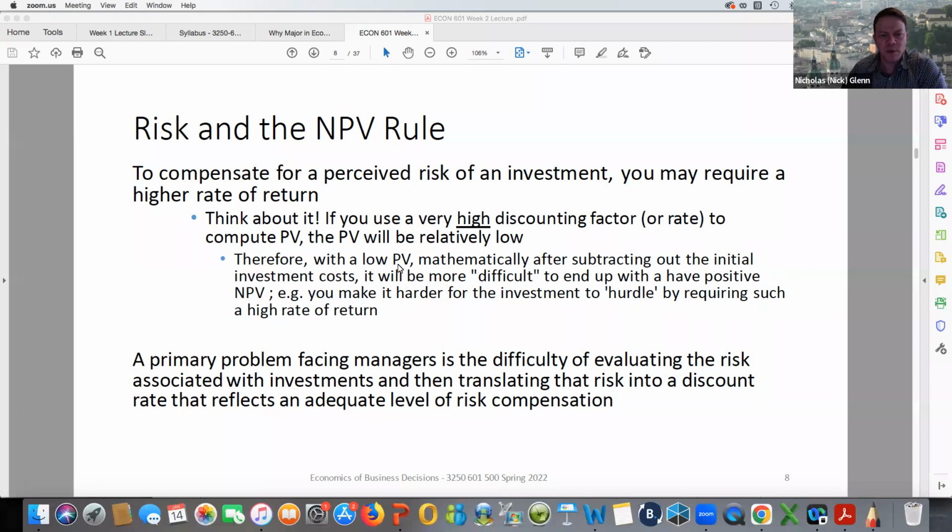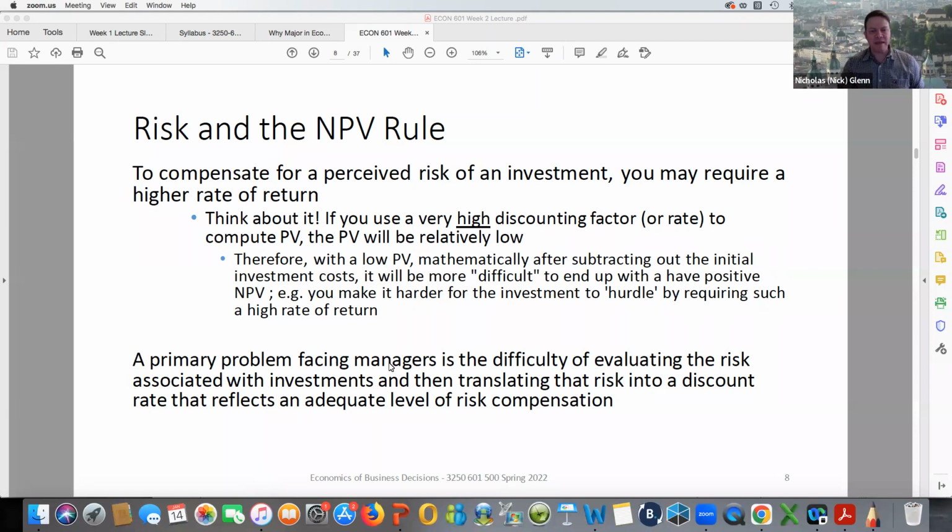And so the reason they're doing this, like I said, is that it makes it a larger hurdle to have a positive net present value if you raise this discount rate to try to account for the higher level of risk here. So this is going to make your present value lower and make it less likely that it's positive. Okay.